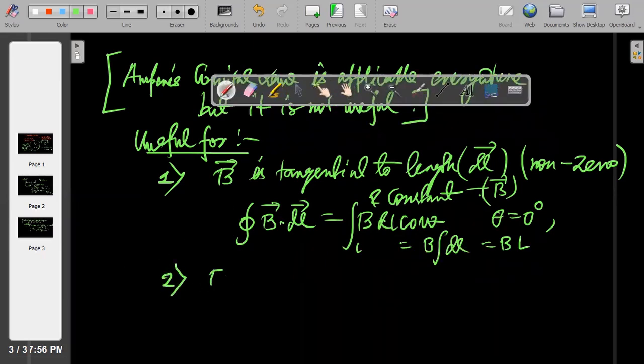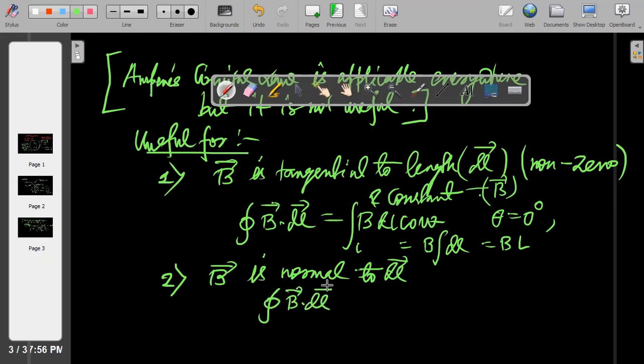The second one is that B should either be tangential or it can be normal to the dl vector. So if normal, B dot dl will obviously be B dl cos 90 degrees. It is normal, so it will be 0.